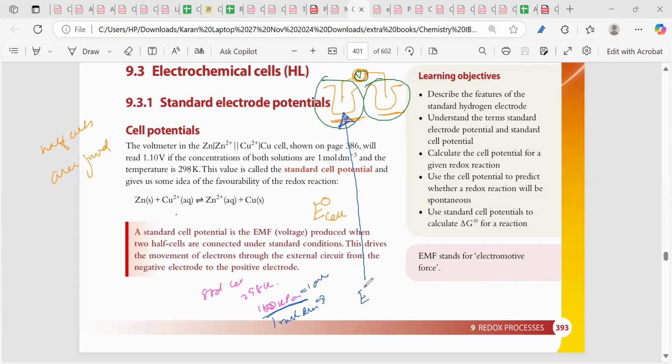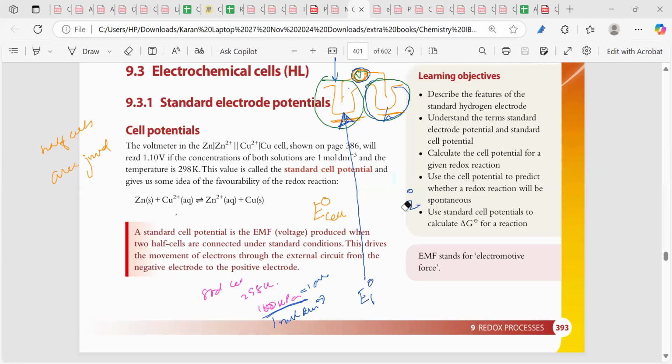This might have a standard electrode potential of E1, and this might have a standard electrode potential of E2, right? So when we subtract the right hand side minus the left hand side, this will give you the standard cell potential, which is described as E° cell. Clear, everybody? Understood this part?